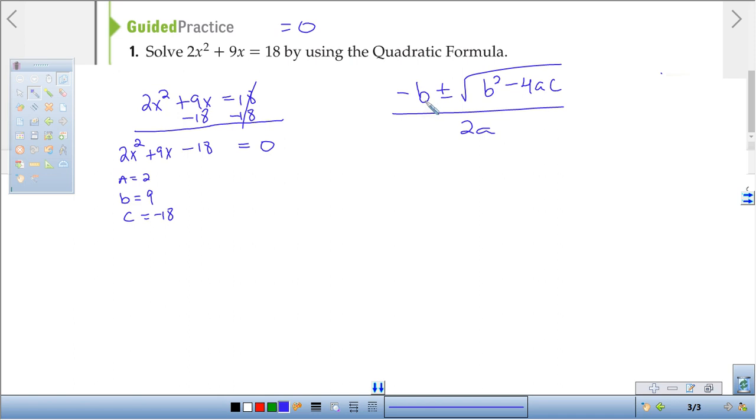So let me plug it in here. I'm going to have a negative 9 plus or minus the square root of 9 squared minus 4 times A, 2, times C, negative 18, all over 2 times, what's A? A is 2. There it goes. Y'all okay with this one, guys? Y'all freaking out?